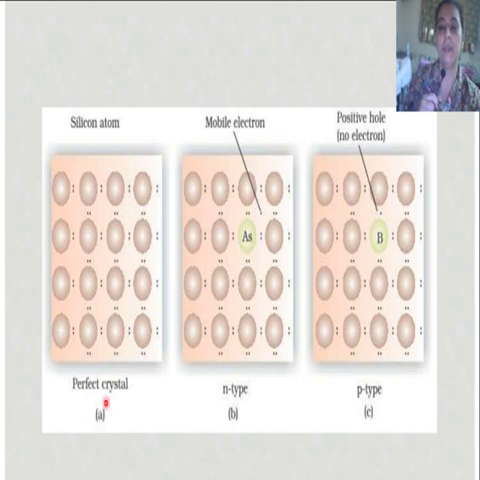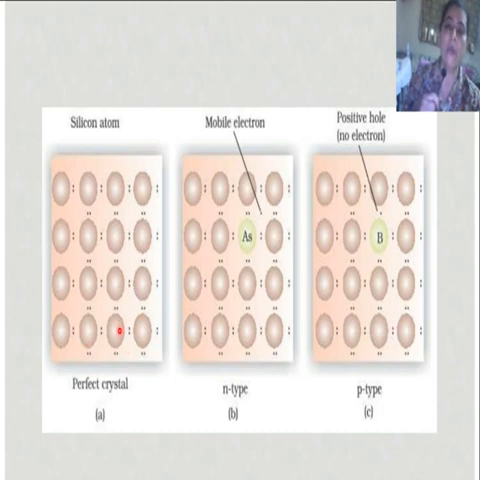You can have 3 types. First one is a perfect crystal. Second one is an N-type semiconductor. And third one is a P-type semiconductor. In the perfect crystal, all the silicon atoms are arranged, and each silicon atom has 4 valence electrons. This is your 1st electron, second, third and fourth. In the same way, the neighboring silicon atom also has 4. So all those 4 electrons are busy forming 4 covalent bonds with neighboring atoms.